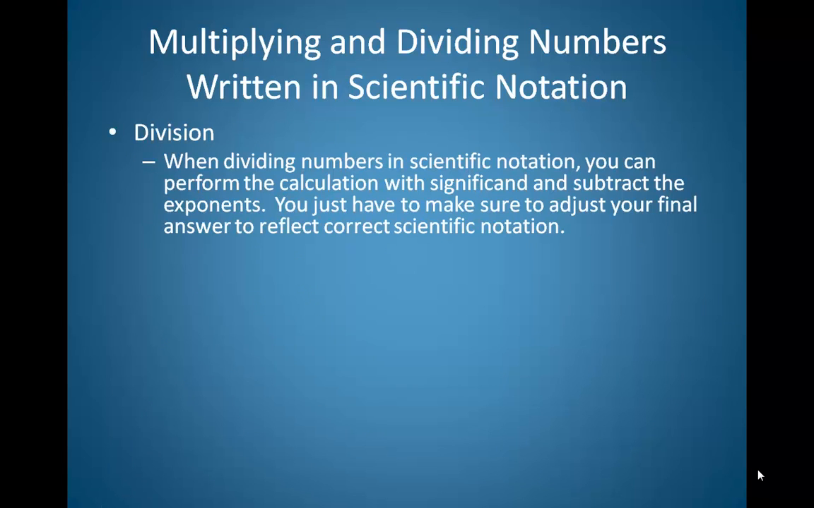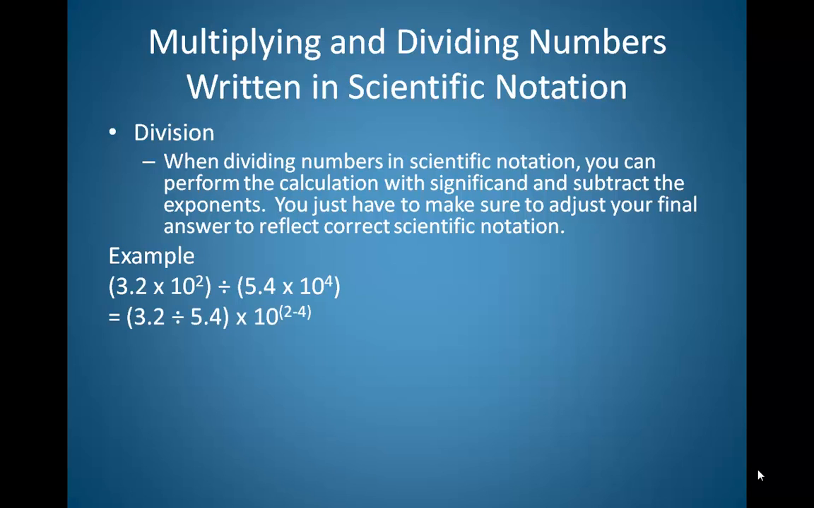With division, again, you can perform the calculation with the significand, but now we subtract the exponents. And lastly, we make sure to adjust our final answer to reflect scientific notation. So now we have 3.2 times 10 to the second divided by 5.4 times 10 to the fourth. So we can take 3.2, divide it by 5.4, and then that answer is going to be multiplied by 10 to the 2 minus 4 as our exponent. So we get 0.59 times 10 to the negative second.